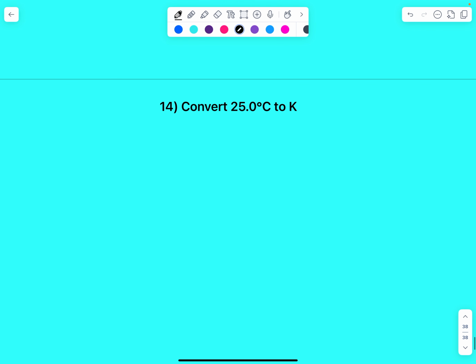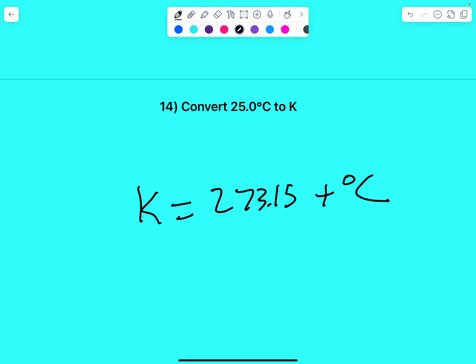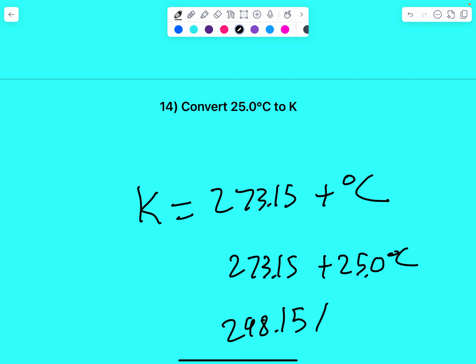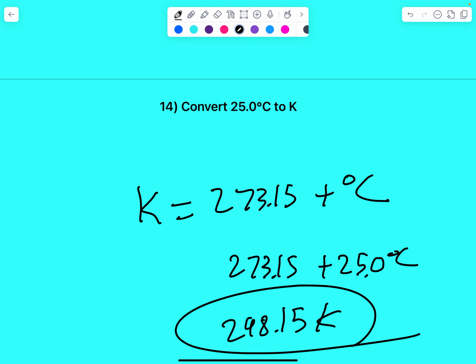Convert 25.0 degrees Celsius to Kelvin. Kelvin is equal to 273.15 plus degrees Celsius. That's the formula. So 273.15 plus 25.0 degrees Celsius is 298.15 Kelvin. That's how you do that. That's the full extreme set with setups and answers.